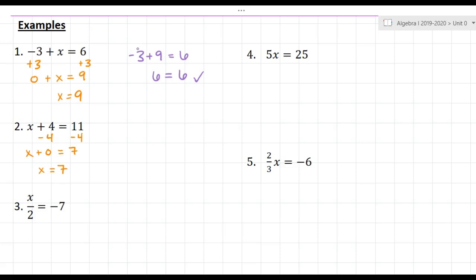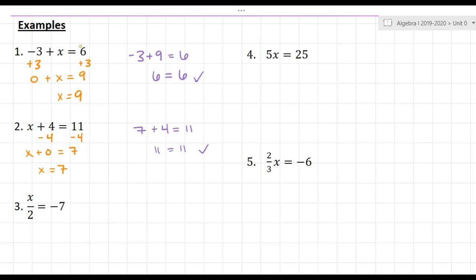Let's check that. If I sub 7 in for x into the original equation, then I have 7 plus 4 equals 11. Well, 7 plus 4 does equal 11. I get 11 equals 11. My equation is balanced.